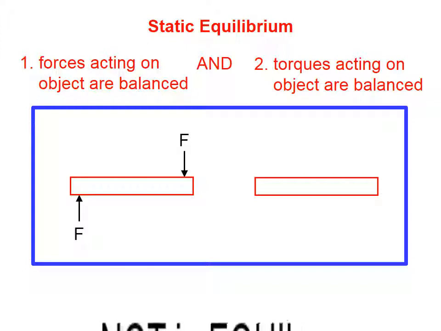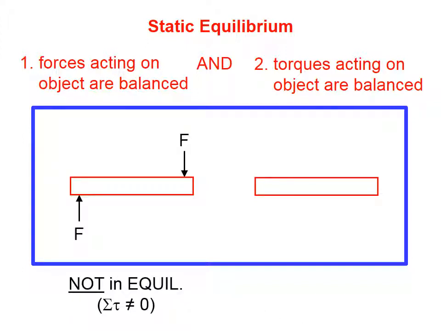However, this 2x4 is not in static equilibrium, and that's because the torques are not balanced. When these forces are applied, this object will tend to rotate, in this case clockwise, which means that this 2x4 is not in static equilibrium.